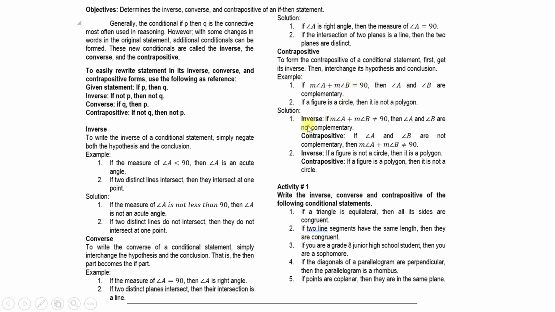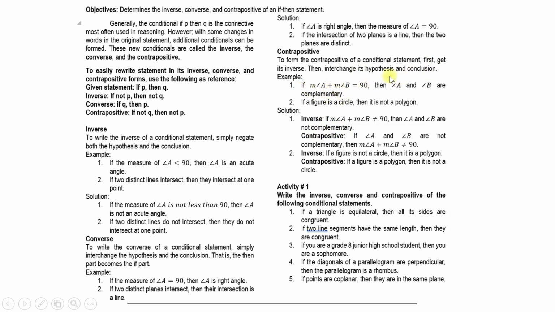So, okay, here is the inverse now. If measurement of angle A plus measurement of angle B is not equal to 90, kay equal man na diha, so ang ijang negation, not equal. Then, angle A and angle B are not complementary, kay complementary man na siya diha. So, okay na ang first step. Nakuha na nato ang inverse of the given statement.